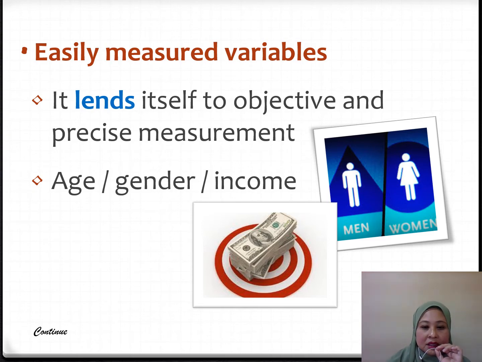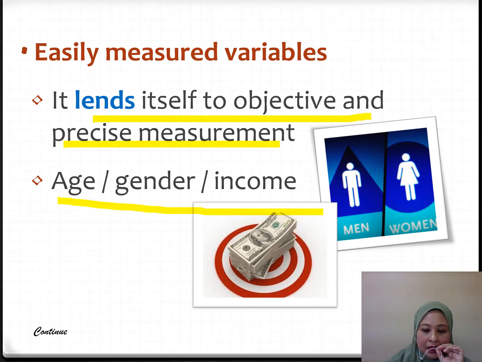Easily measured variables lend themselves to objective and precise measurement. For example, age, gender, income. In your study, I don't think income is important, but you can add other things like level of education and how many times they use the airline, for example, or they dine in the restaurant, and how much they are willing to spend every time they dine in the restaurant. That one you can measure. But in terms of income, I don't think that you require it at your stage.